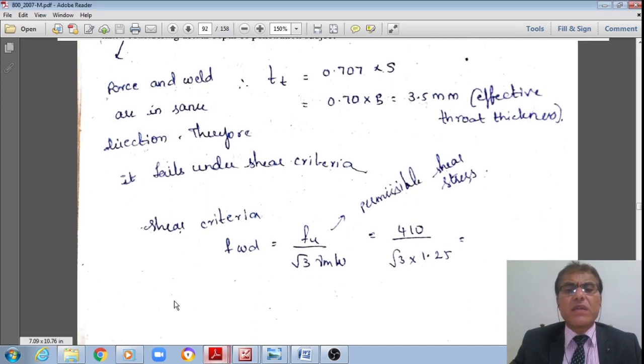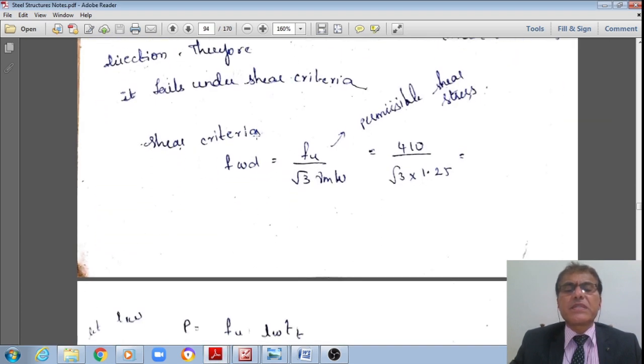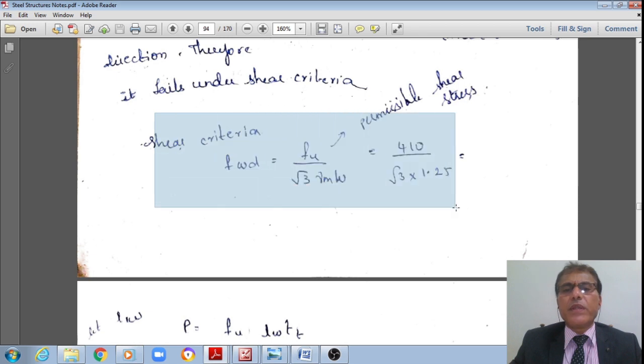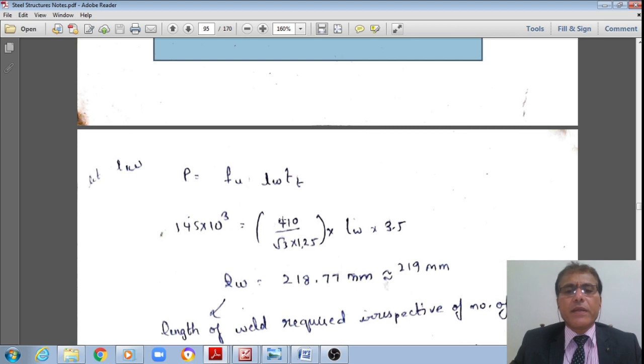That is how it is given in the code book for the fillet weld: FWD is equal to FWN divided by gamma MW, where FWN is the nominal strength of the fillet weld, FU divided by root 3, and gamma MW is the partial safety factor as per Table 5, page number 30. Just now we have seen those values, right? Therefore, now I'll recall that formula. Hence, permissible shear stress FWD is equal to 410 divided by root 3 multiplied by 1.25 in the denominator. Now it works out to around 187 Newton per mm square.